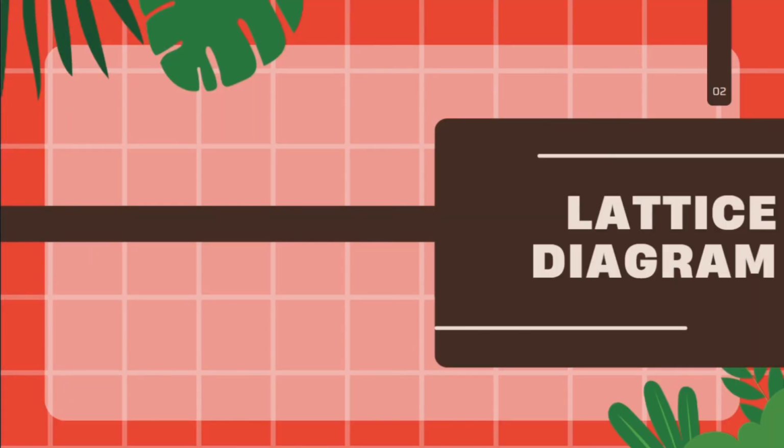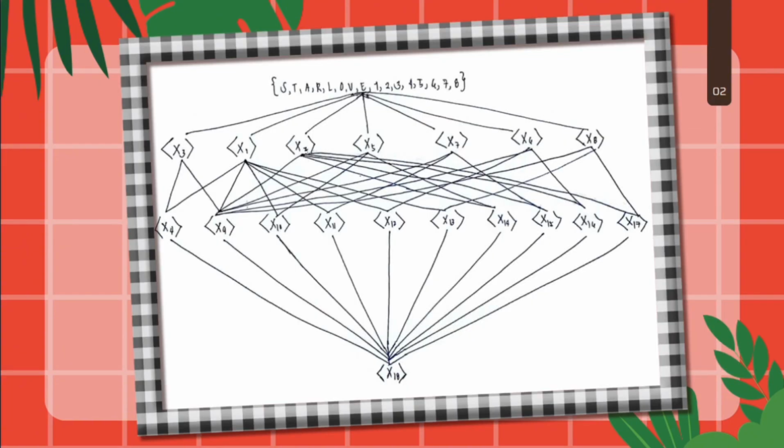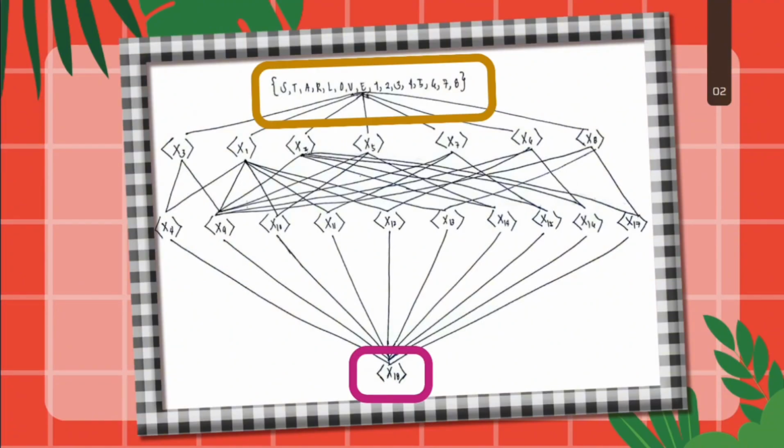Now, we have here the lattice diagram. A lattice diagram is a visual representation of the subgroup structure of a group. So, we have the trivial subgroup at the bottom and the whole group at the top, which are the elements S, P, A, R, L, O, V, E, 1, 2, 3, 4, 5, 6, 7, 8, and that's all.